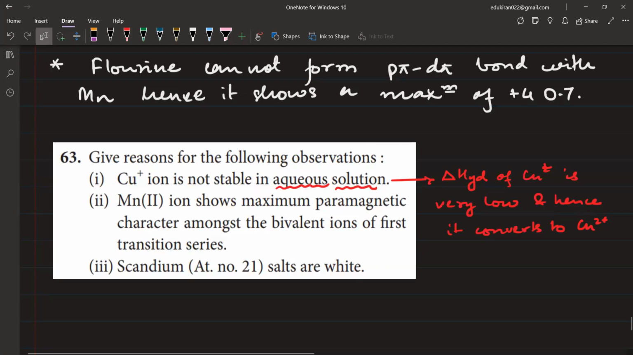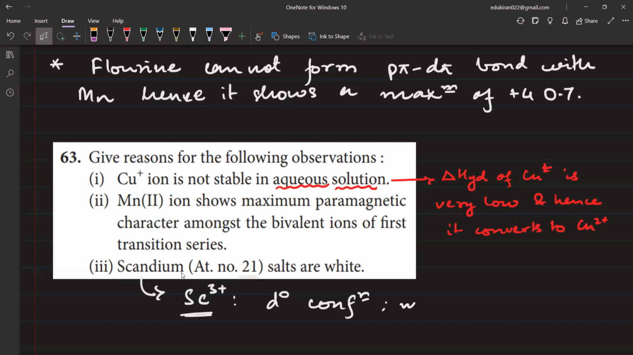ठीक है. अच्छा, ये Mn का तो हम लोगों ने देख लिया ना, because it is going to have what? The most number of unpaired electrons. Scandium at 21. Salts are what? Salts are white. यहाँ पे salt white क्यों? तो देखिए scandium आपको क्या बोला? 21. But scandium it is what? Sc3+.